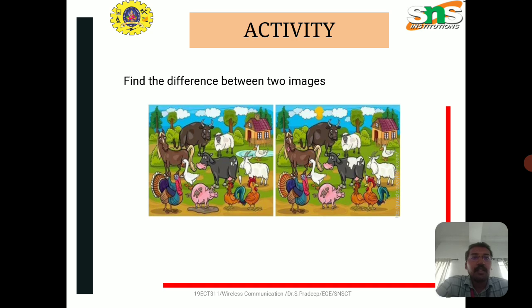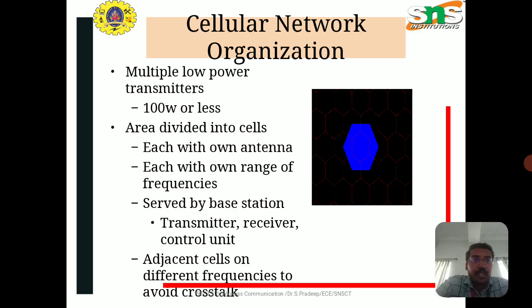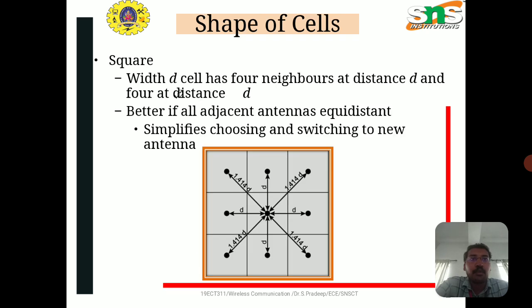Activity: difference between two images. Cellular network organization. Multiple low power transmitters are in a base station. It requires 100 watts or less to operate. The area is divided into small cells. Each cell has its own antenna and its own range of frequencies, served by a base station and a transmitter receiver control unit. Adjacent cells are allocated different frequencies to avoid crosstalk.